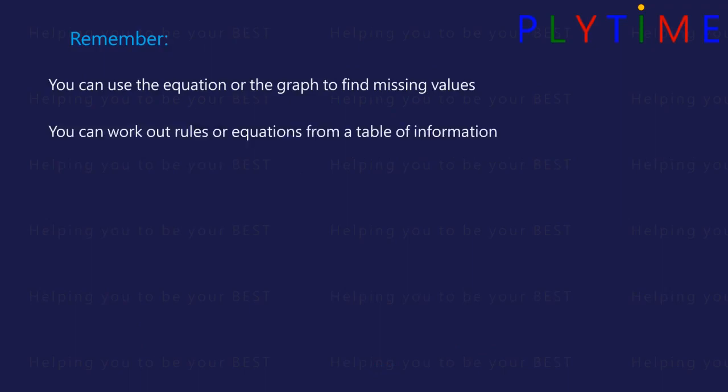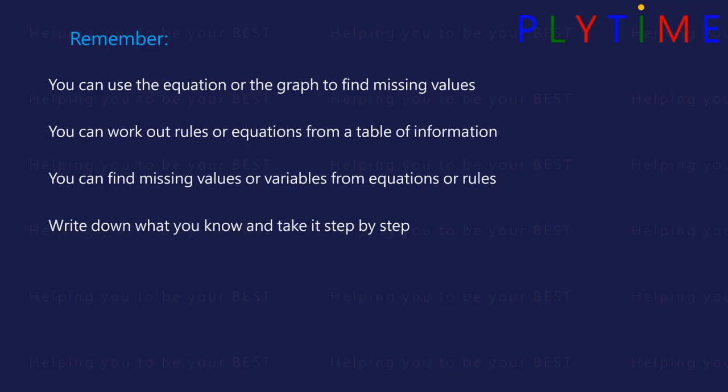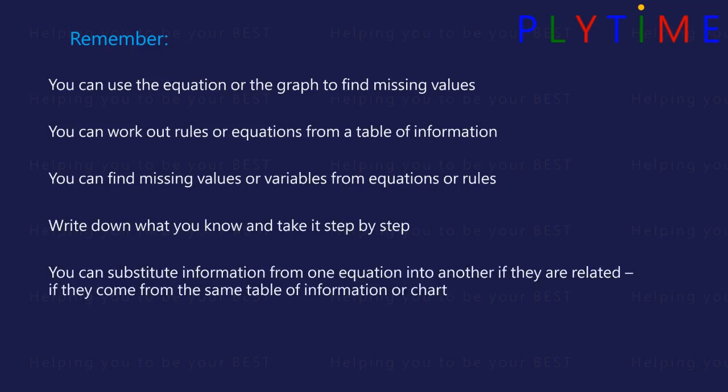Remember, you can use the equation or the graph to find the missing values. You can work out rules or equations from a table of information. You can find missing values or variables from equations or rules. Write down what you do know and take it step by step. And you can substitute information from one equation into another if they're related or if they come from the same table of information or chart. But always keep equations balanced. You must do the same to both sides.